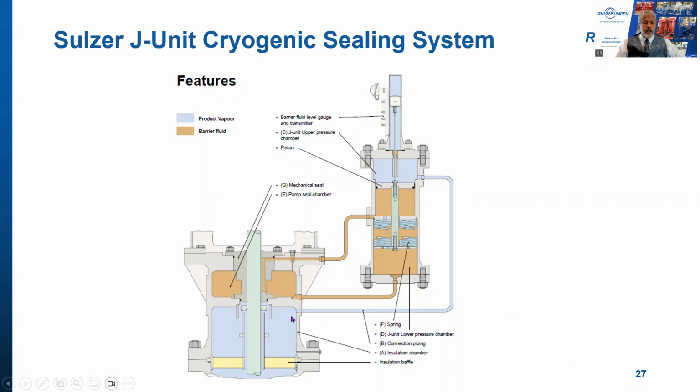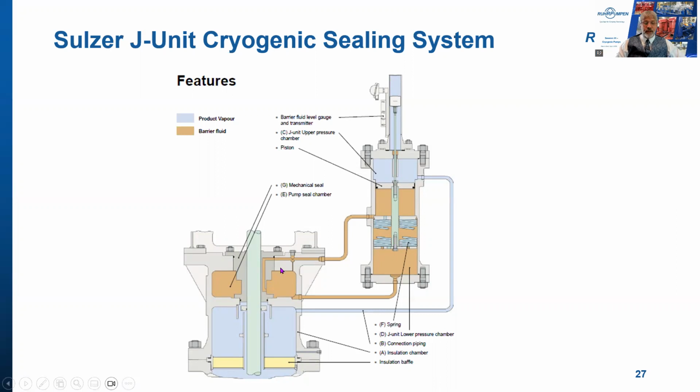It works like this. The insulation chamber here provides a thermal barrier between the mechanical shaft seal here and the pumpage down here. Piping from the top of the insulation chamber transmits suction pressure to the J unit, the top upper portion of the J unit, forcing the piston down. This action pressurizes the sealing fluid in the lower portion of the pressure chamber, and the resultant pressure is transmitted to the seal chamber. And it would be equal to suction pressure plus whatever this spring pressure is.